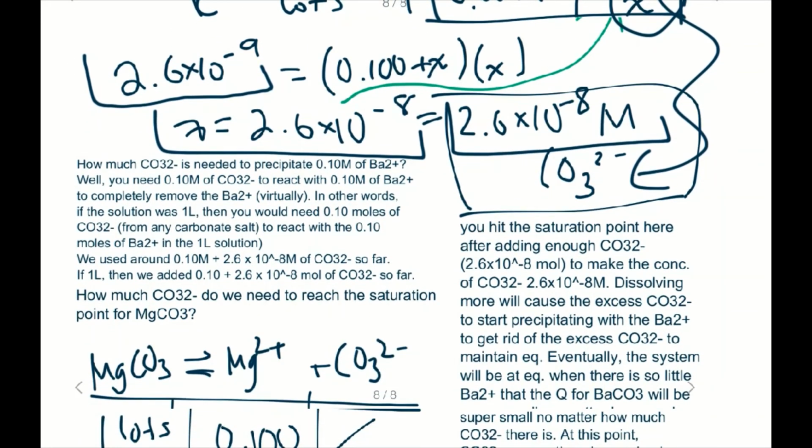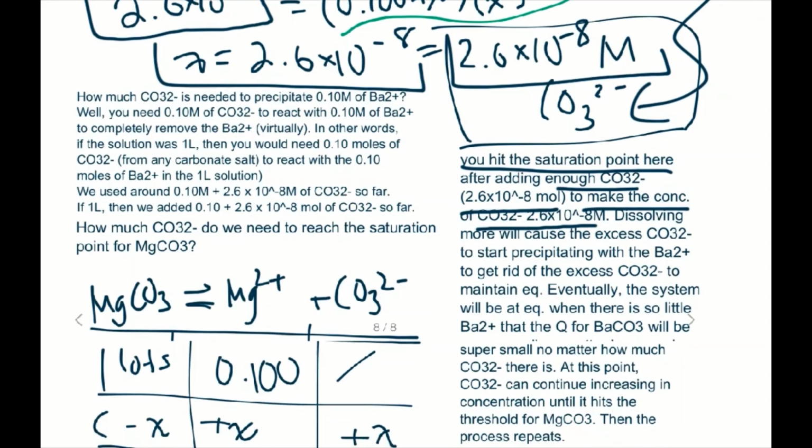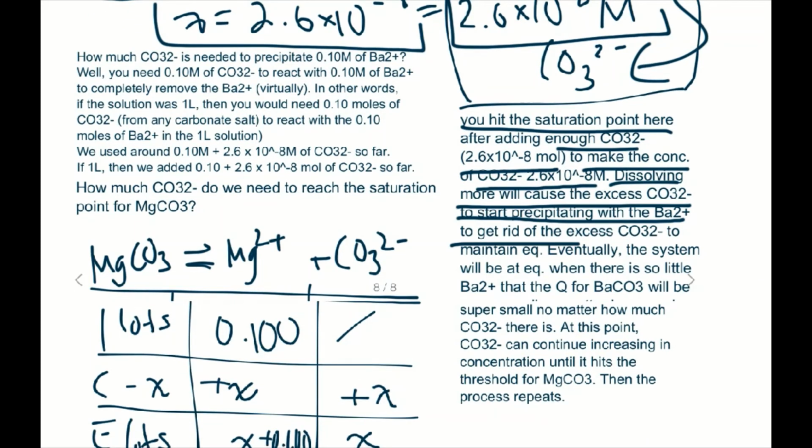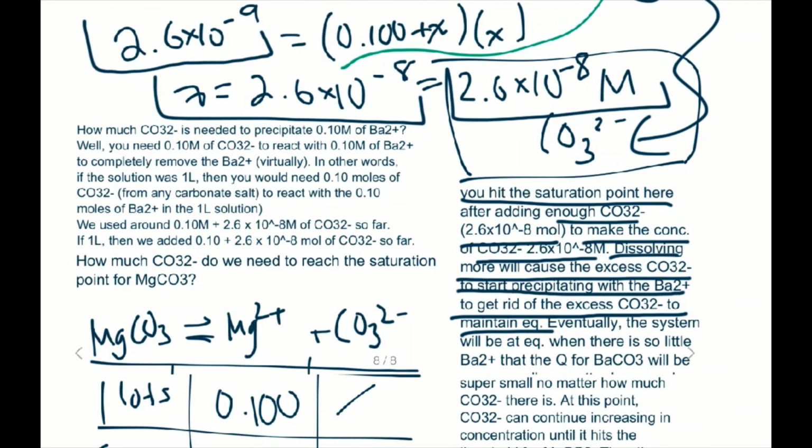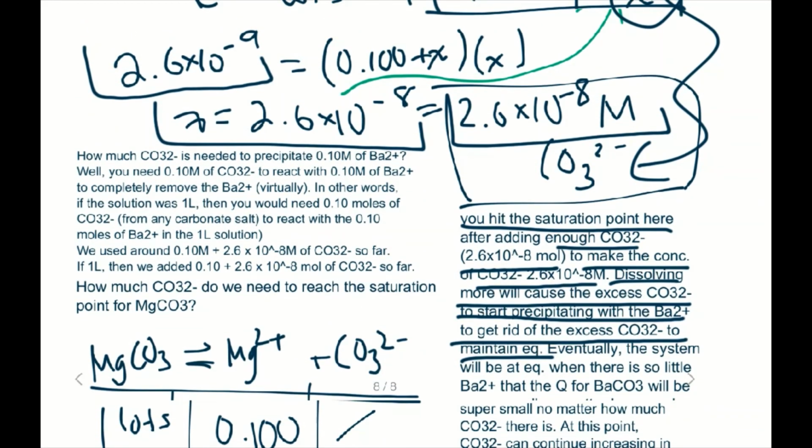So, over here, we hit the saturation point after adding enough carbonate, or in other words, for every 1 liter, we added 2.6 times 10 to the negative 8 moles of carbonate to make the concentration of carbonate 2.6 times 10 to the negative 8 molar. Dissolving more will cause the excess carbonate to start precipitating with the barium 2+ to get rid of the excess carbonate to maintain equilibrium. So, let's look at the second part and see how that applies.